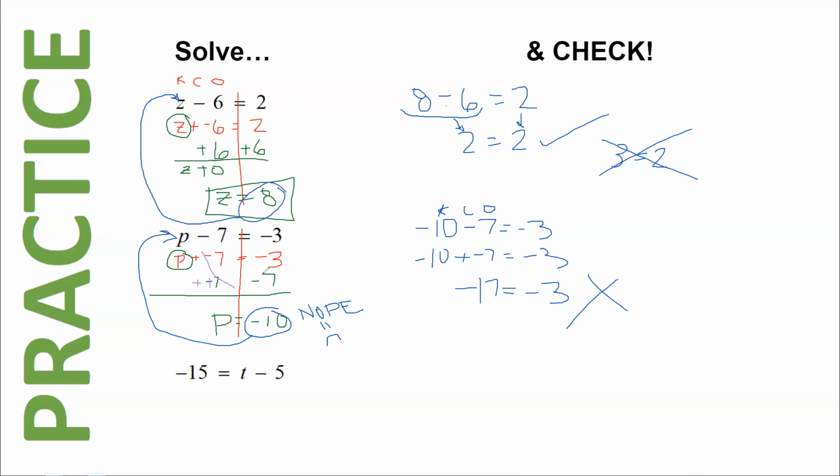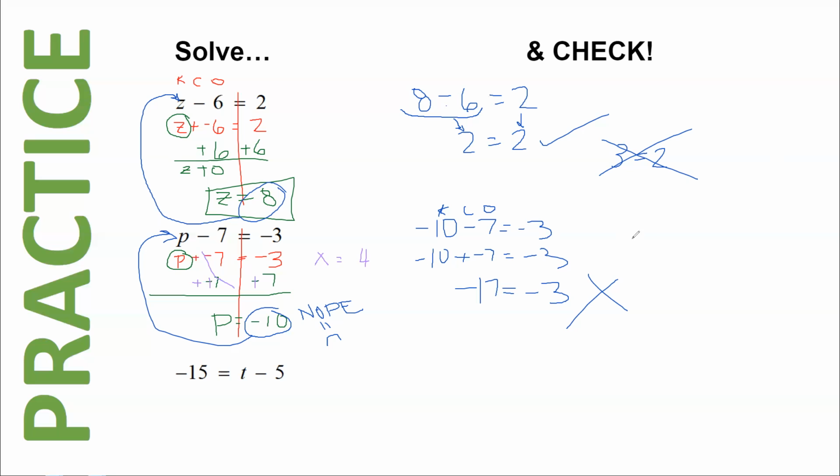Whatever I do to one side, I have to do to the other. So instead of taking away a 7 here, I should be adding 7. Negative 3 plus 7 is going to give me a positive 4. So I should have said that x equals positive 4.